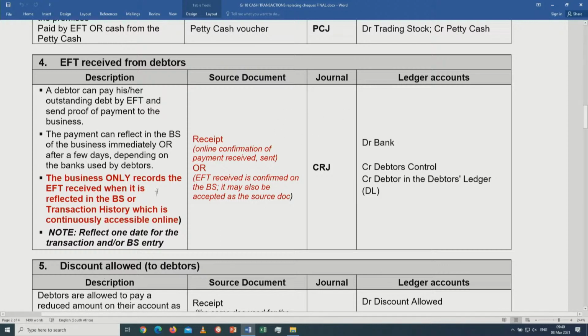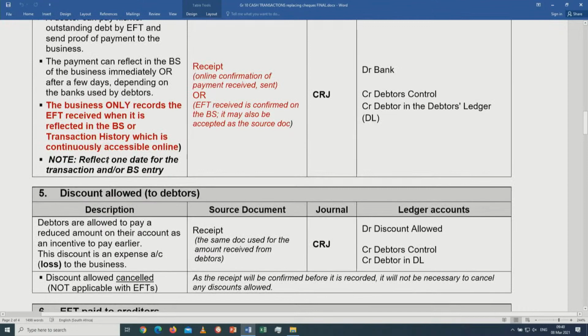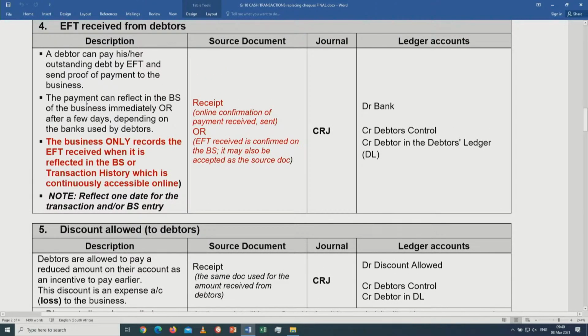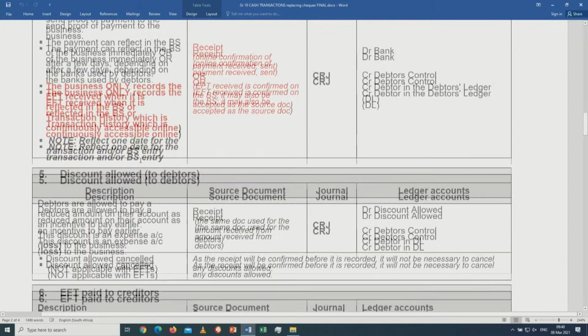Where do you write this? Under the cash receipt journal. In the ledger accounts, you debit your bank, and then you credit your debtors control, you credit your debtor in the debtors ledger. Note, reflect one date for the transaction and for the bank statement entry. So if you say the EFT was done on the 16th, and then you see that it's reflecting on another day, that you must also take care of.